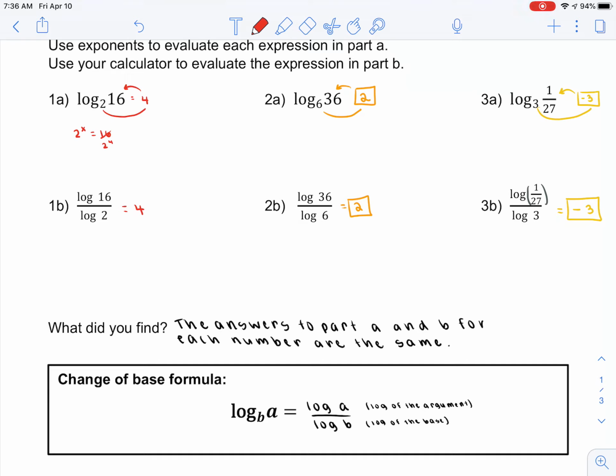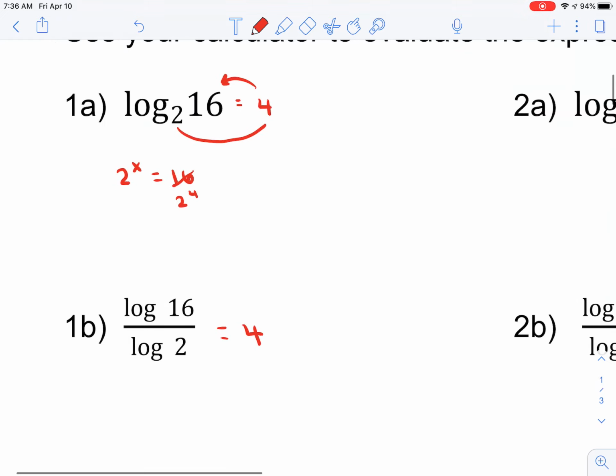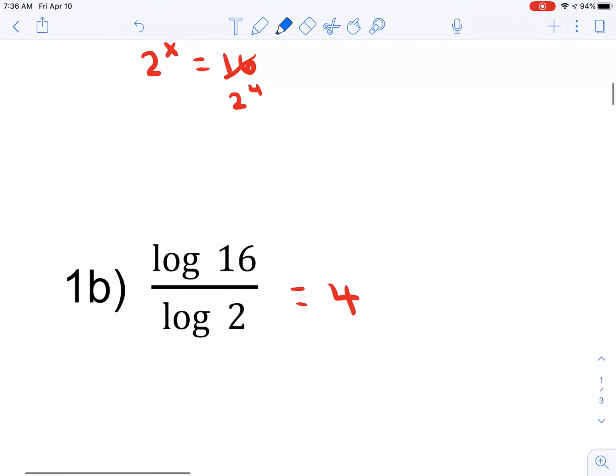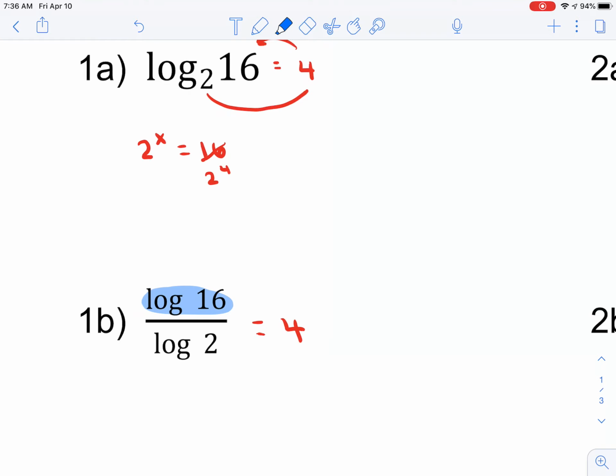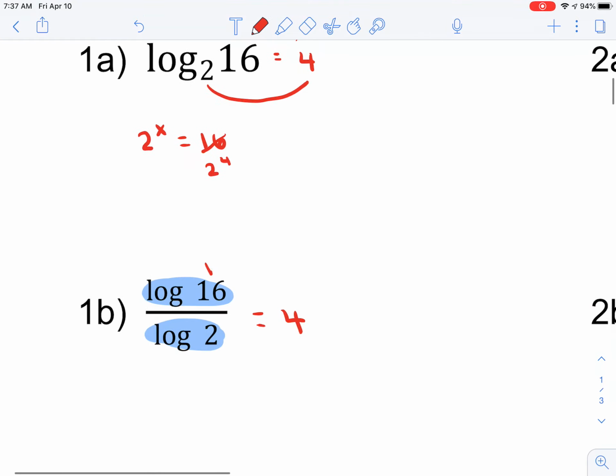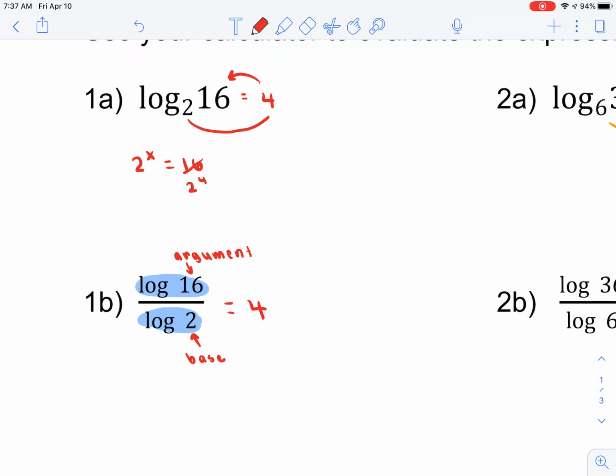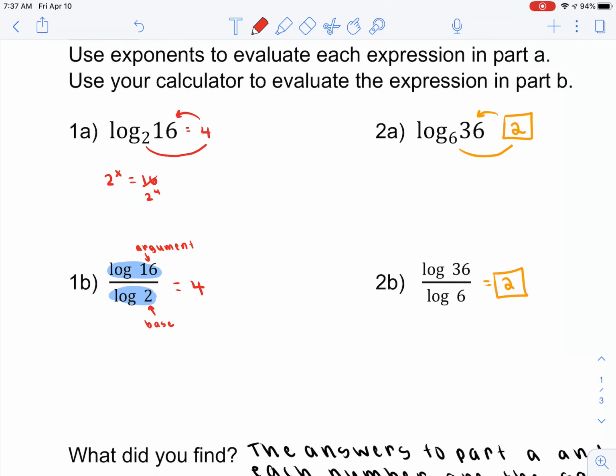All right, so if you could please copy down this formula. It's called the change of base formula. And what you'll notice is that if you have a log with some base B and the argument A, it is equivalent to finding the log of the argument over the log of the base. So in other words, if you look at part A for number 1, notice that I rewrote it as the log of the argument. That's what was on the top of this log right here, over the log of the base. So this was the argument, and the other number in the denominator is the base number. And notice that gives us the equivalent form, and it gives us the same answer.